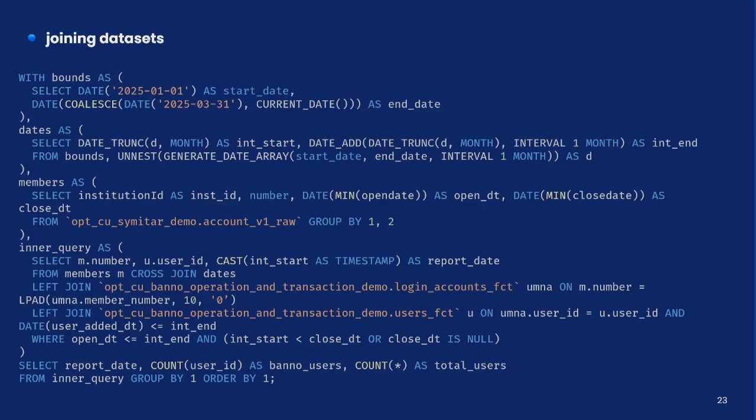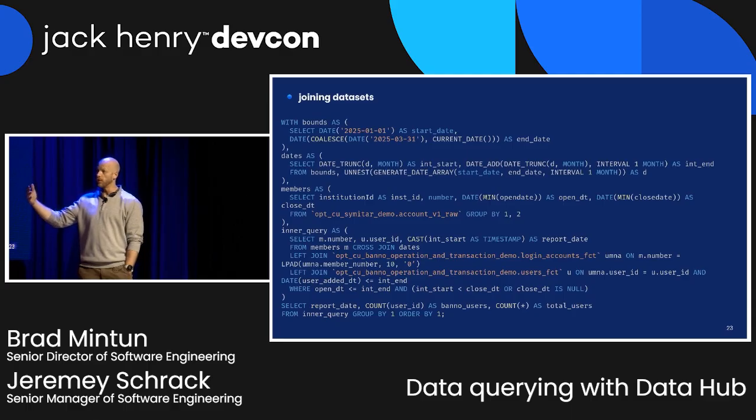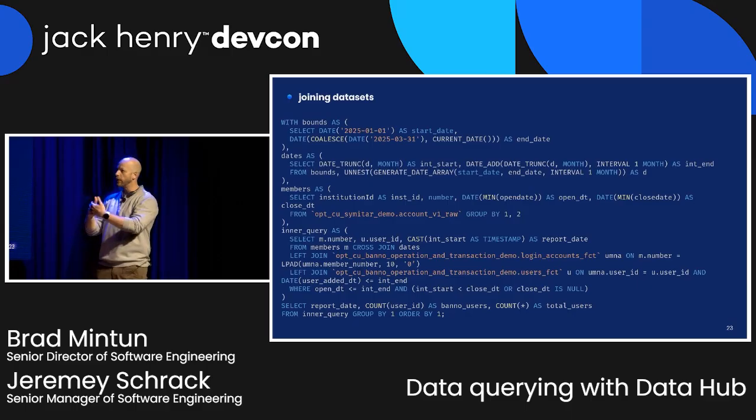So we had to do a little bit of data prep in this query to get to the final point. Basically, we're going from the OpCU Scimitar demo account v1 raw, and joining to the Banno operations and transactions data, looking at the login accounts where the member number is stored in the users table. We're trying to look at which members at my credit union have signed up for Banno and have active accounts in Banno. So we're looking at two different data sets merging together so that I can get a unique result.